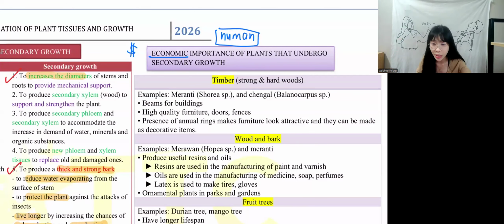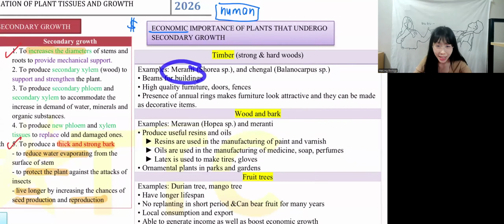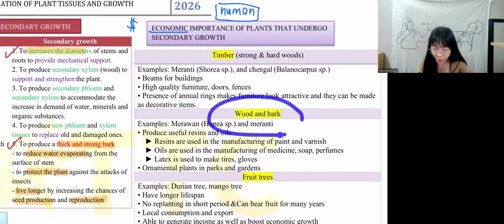In the exam, you don't need to write the scientific name, guys. Just write Meranti and Chengal. It means you have to know the name. What I'm trying to say is you have to know the name, because in the exam they will ask you to write the name. Wood and bark means the outer layer and the wood itself, the compressed wood.